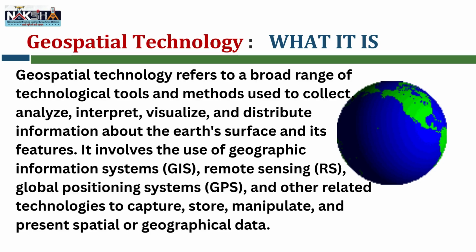Some of the most important technologies under this category are GIS, Geographic Information Systems, used for mapping and analyzing data; remote sensing, RS, gathering information about the Earth using satellites and aerial images; GPS or GNSS, systems that provide precise location information; and other modern tools like drones, LiDAR, and geospatial sensors.